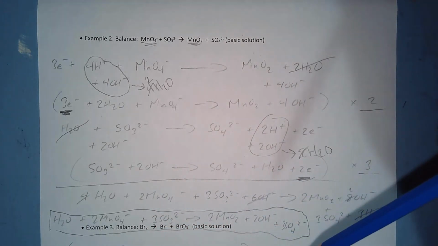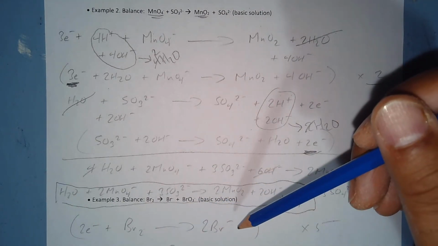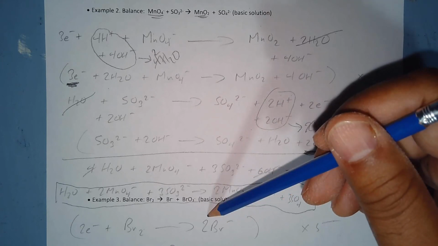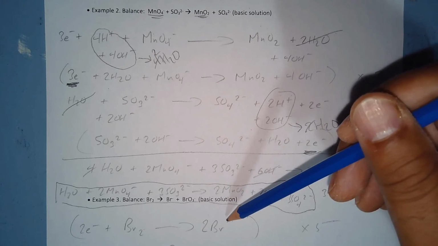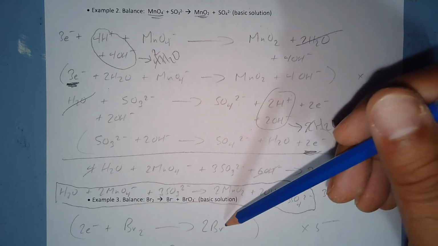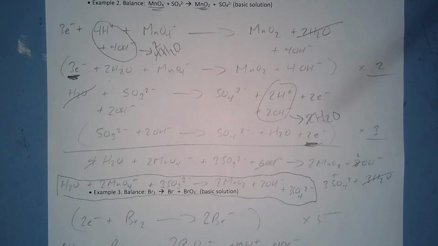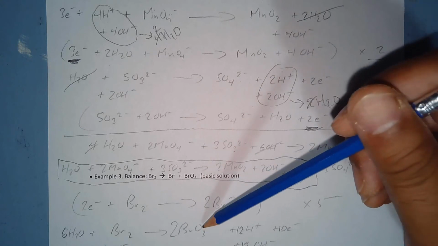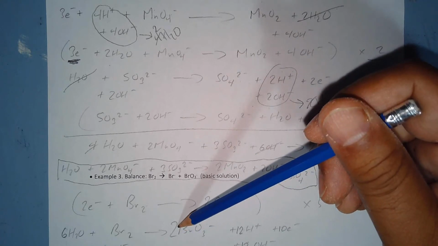Okay, so the first one here is going to be Br2 going to 2Br minus, so you just multiply the major atoms, you multiply this by 2. There are no oxygen or hydrogen, so you don't have to worry about water or H+. And so -2 on this side, so we simply add 2 electrons.